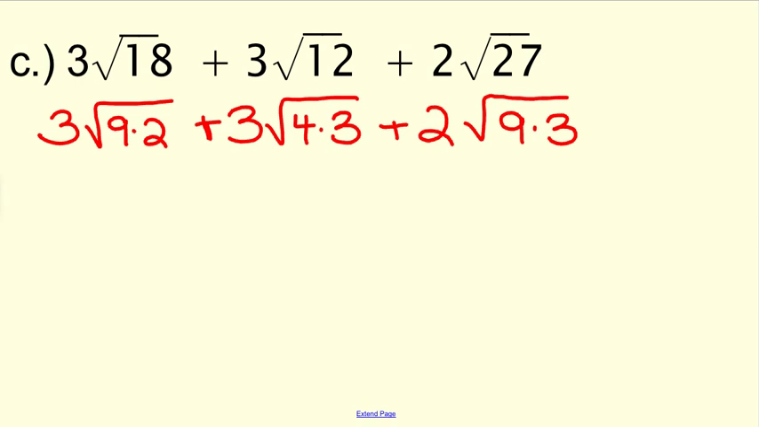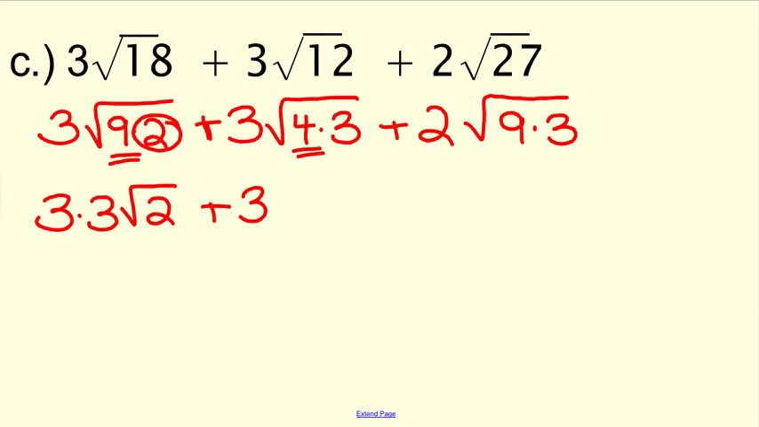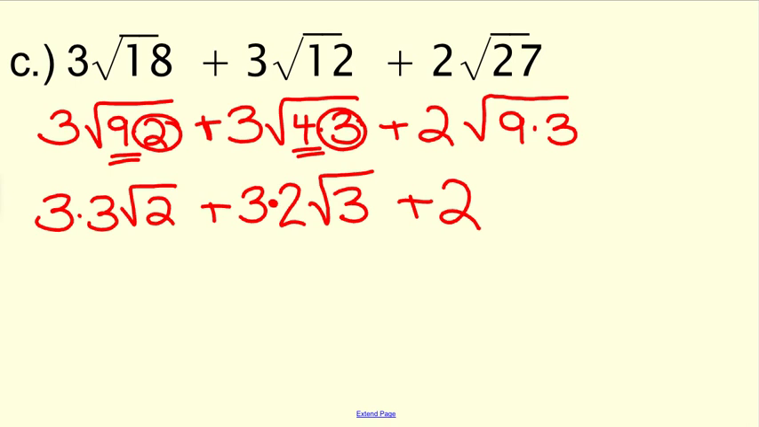All right, so now let's do our square root of 9. The square root of 9 is 3, so a 3 is going to pop out. What's going to be left is this 2. Now let's head to the next radical. Square root of 4 is 2, so 2 is going to pop out, and the 3 is going to stay underneath. All right, one more radical left. Square root of 9 is 3, so a 3 is going to pop out, and then this 3 will stay underneath.